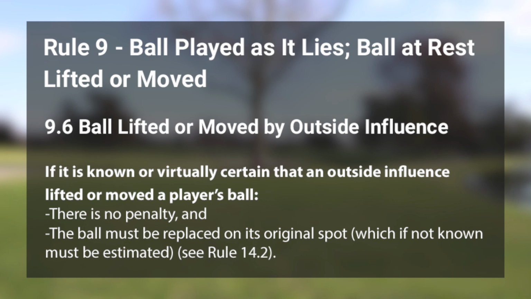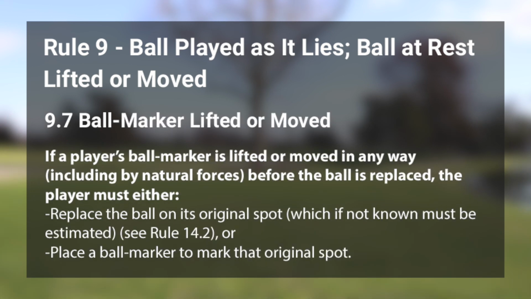9.6 talks about ball lifted or moved by outside influence. So this could be any other player in stroke play. Now one interesting little side note there is if it is known or virtually certain that the ball was lifted or moved by an outside influence and the ball is lost, then the player must take stroke and distance relief under Rule 18.2. 9.7 talks about ball marker lifted or moved.